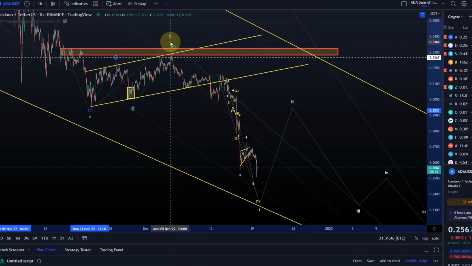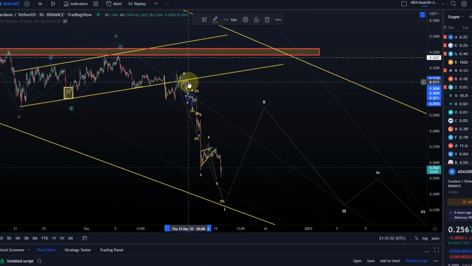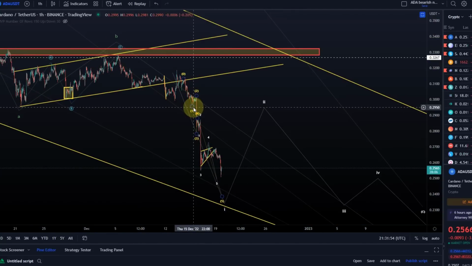And then the B wave topped here where the C wave ended, and then we can recount this nicely, and we can actually say that we had. Let me just think.